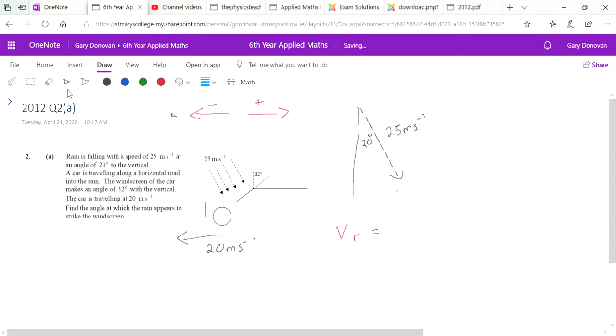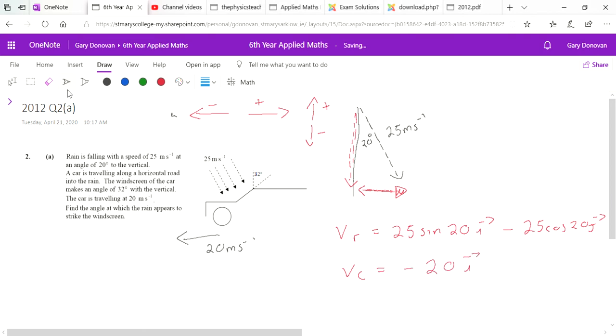If we split this into an x and y component, our x component, or I component, would be 25 sine 20 i. Sorry, that's the wrong way around. That arrow should be that way. Minus 25 cos 20 j. And that's a minus because we're going down, and usually we say up is positive and down is negative. So that's the velocity of the rain in i and j form. What's the velocity of the car in i and j form? It's going to be minus 20i plus 0j.